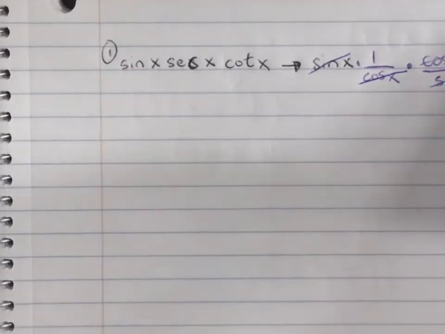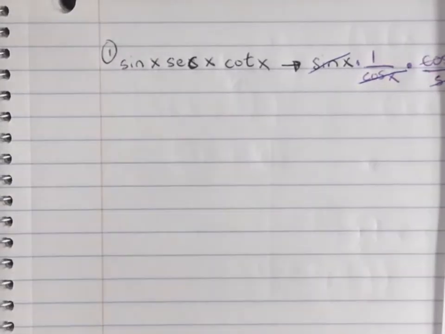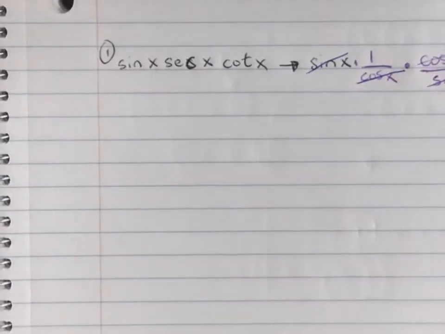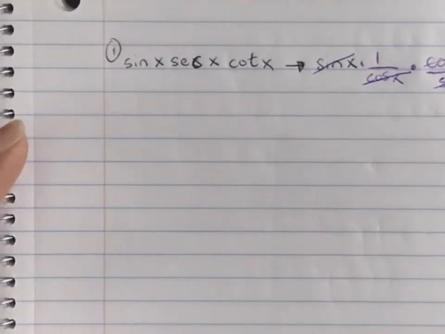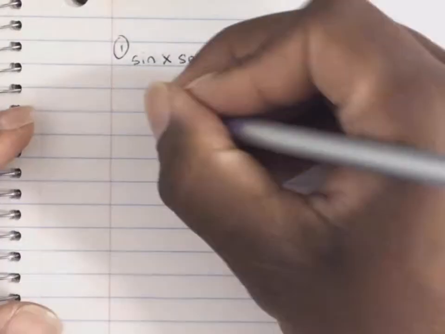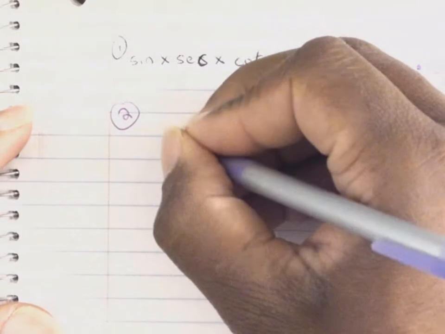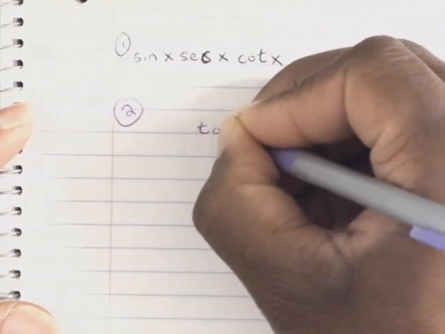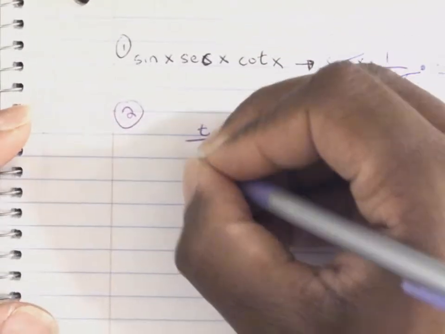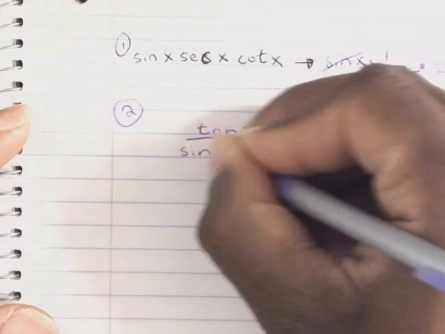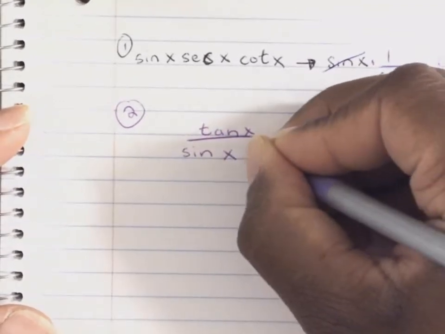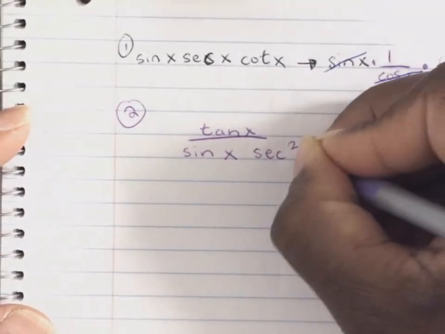Second one. Number 2, we got tangent of x divided by sine x secant squared x.